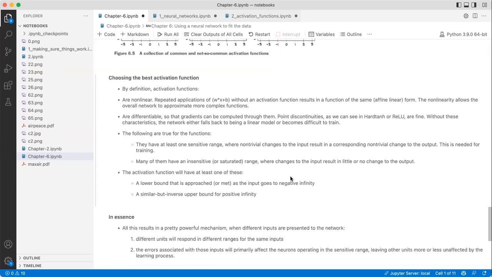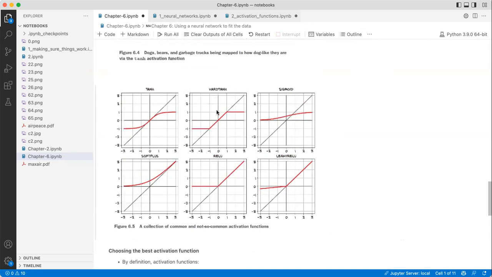And we have some points that are true for all, some important properties of activation functions. They have at least one sensitive range, where non-trivial changes in the input will result in a corresponding change in the output. What this means is that all these activation functions have a range where the moment you change your input, your output will also definitely change. So they need to have that.